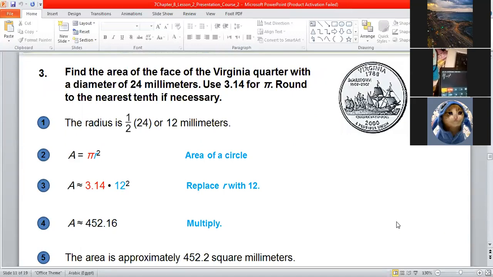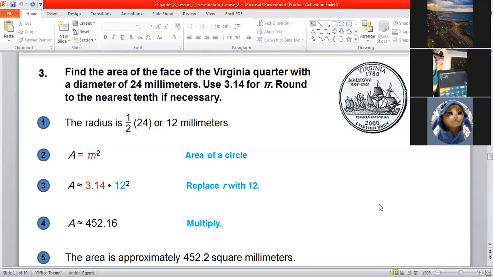Look with me at the next example. Read the question, please, Muhammad. Find the area of the face of the Virginia quarter with a diameter of 24 millimeters. Use 3.14 for pi. Round to the nearest tenth if necessary.